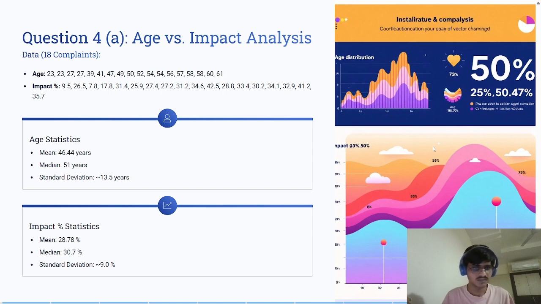For impact percentage statistics, we have the mean as 28.78 percent, median as 30.7 percent, and standard deviation as 9.0 percent.